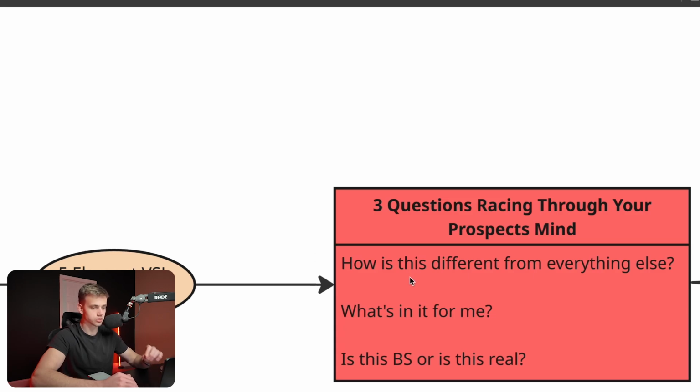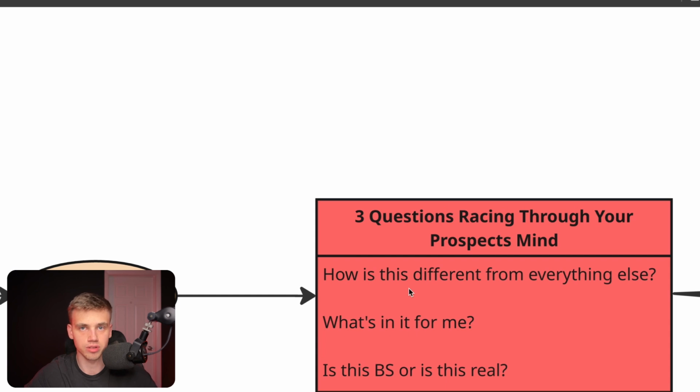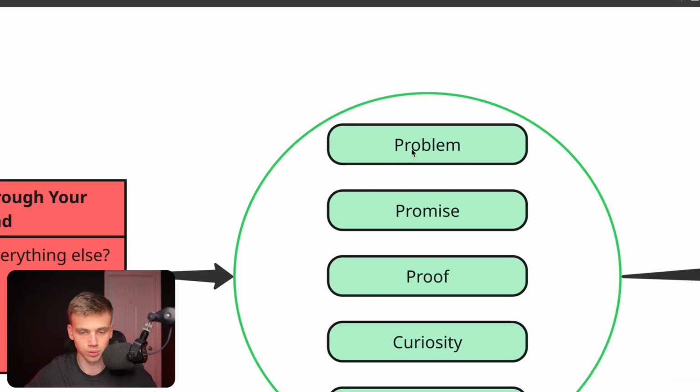The first one is, how is this different from everything else that I've tried? The second one is, what's in it for me? What's in it for me if I watch this VSL? And the last one is going to be, is this BS or is this real, right? They've seen a ton of your competitors. They've seen other solutions. Why should they believe that you have the solution that can help them? The way we fix this is with the 5 elements, which is including the problem, the promise, proof, curiosity, and removing the limitations in the very hook of your VSL or in the lead.